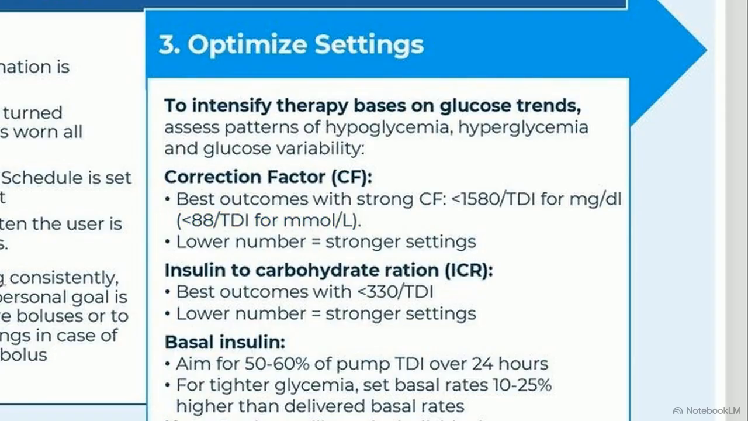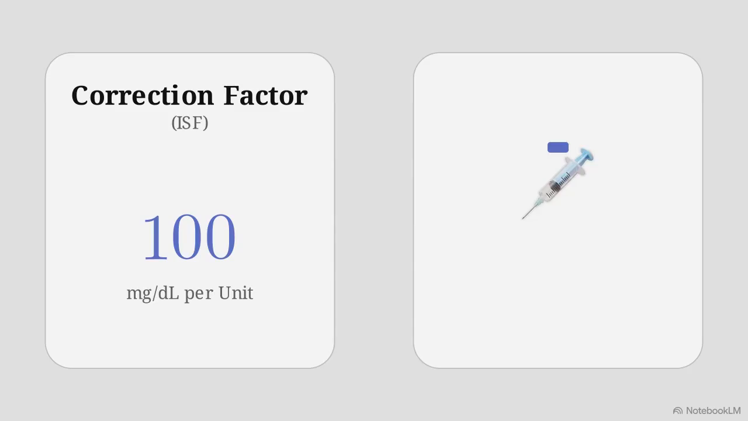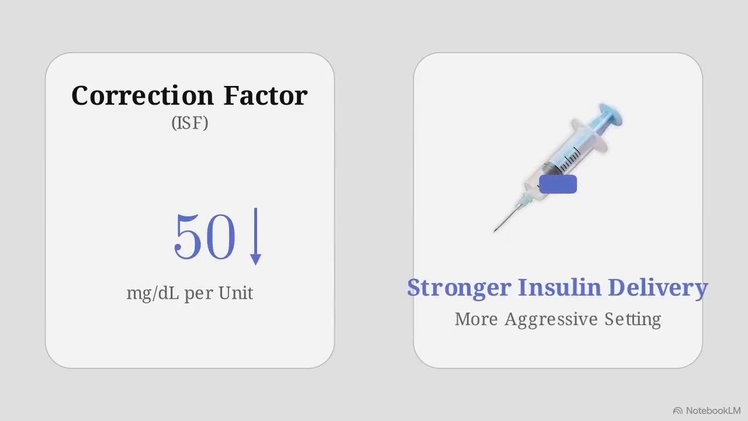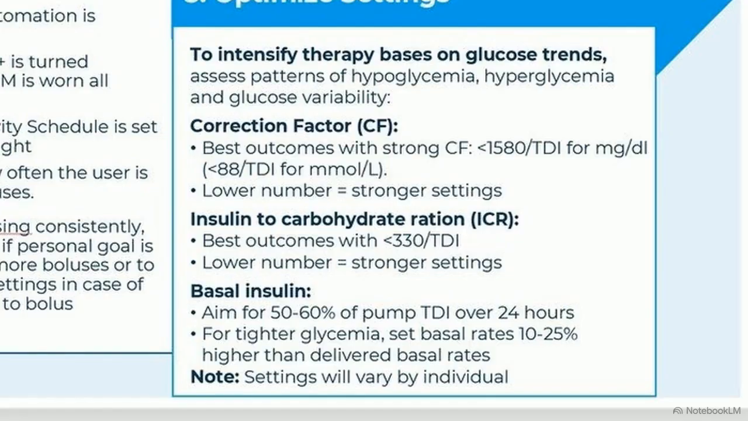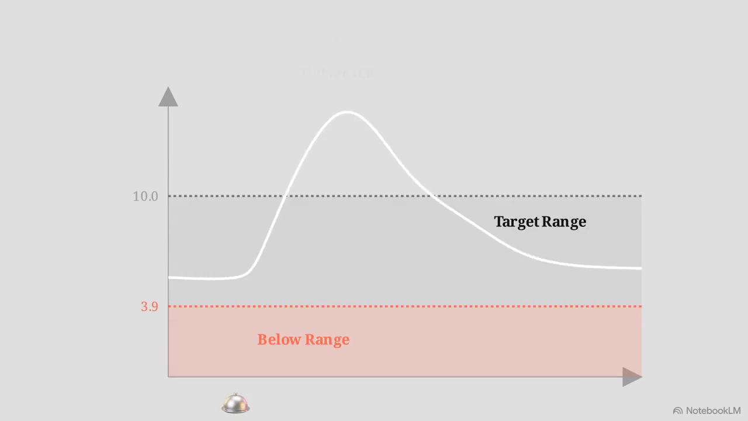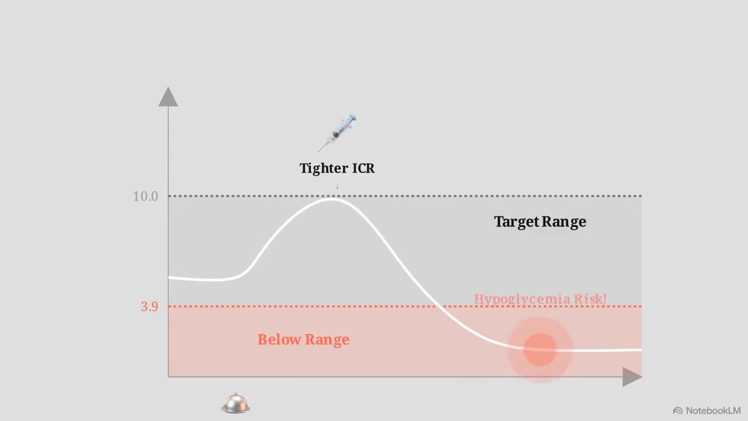Keep in mind the inverse relationship inherent to pump settings. Inputting a lower numeric value for the correction factor tells the algorithm to deliver a stronger, more aggressive dose of insulin to bring high blood sugars down. We then contrast this with the insulin to carbohydrate ratio, or ICR, which directly affects postprandial glucose levels based on the food consumed. Tightening the ICR can help flatten out post-meal spikes, but it comes with a trade-off. More aggressive ratios inherently increase the risk of driving the patient into time below range.